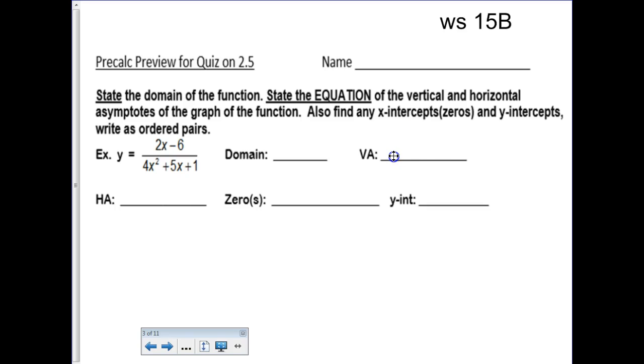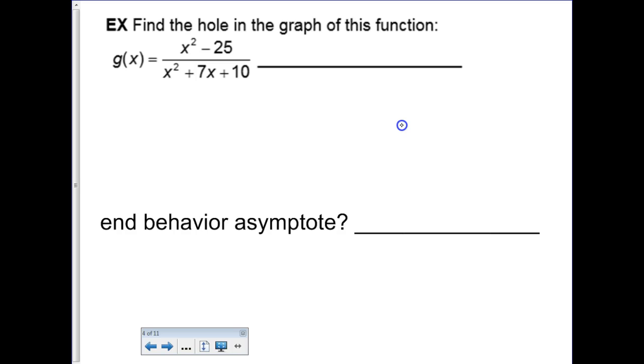This one's not even top heavy, so there's no oblique on it. Any particular part of that you want me to find again? Okay.